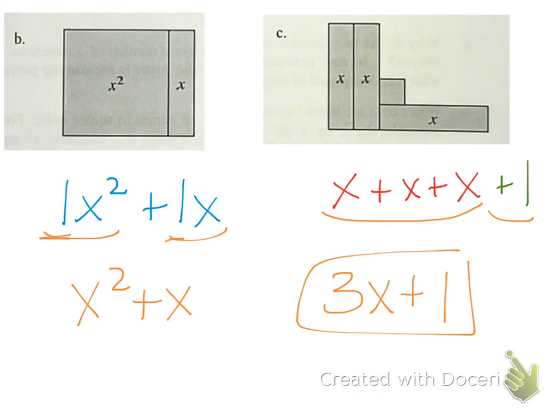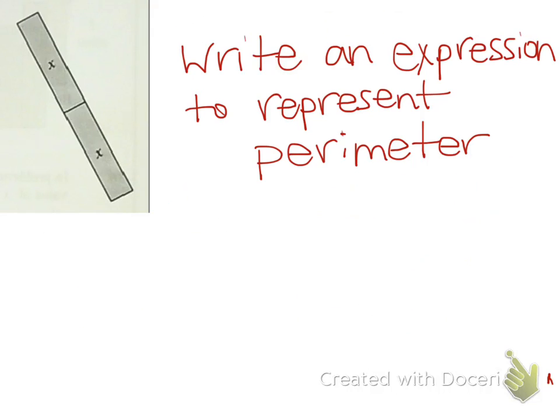Okay, let's try a couple more. We're going to change it up a little bit. We're not going to use the area anymore of the algebra tiles. We're going to use the perimeter. So write an expression to represent the perimeter. So again, if it was my area, it would be 2x, but that's not what I want. So for perimeter, you'd have to figure out what your side lengths are.